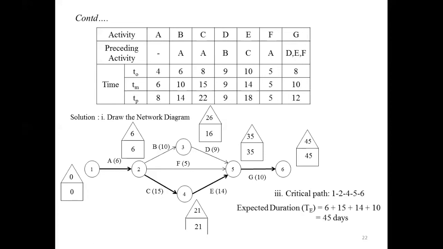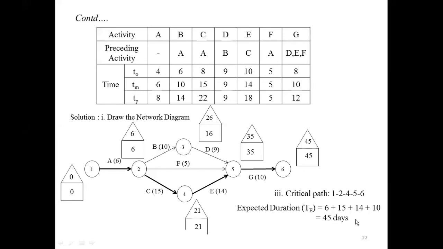That is the expected duration TE. For activity 1, 2, we have 6. For 2, 4, we have 15. For 4, 5, you have 14. For 5, 6, you have 10. If you calculate the expected duration, we get 45 days.